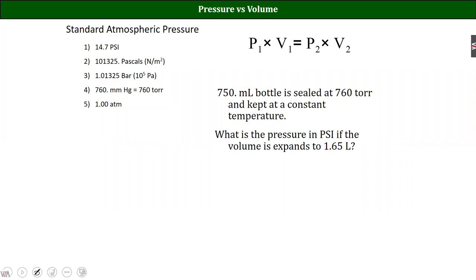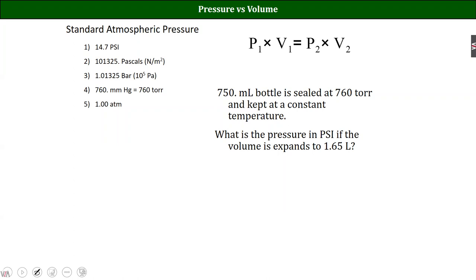So if we have a 750 milliliter bottle and it's sealed at 760 torr, which is a unit of pressure. We'll talk about where it comes from in a minute. For now, all that matters is the unit of pressure. If the volume expands to 1.65 liters, what happened to the pressure? Qualitatively, it went down, right? We want to know what it is now in terms of a number.